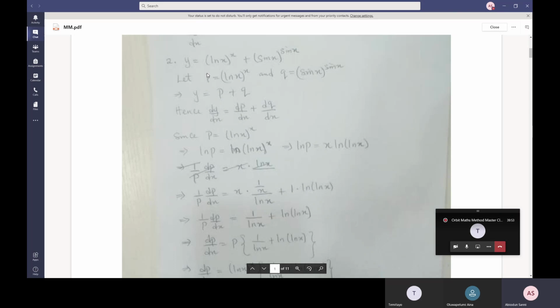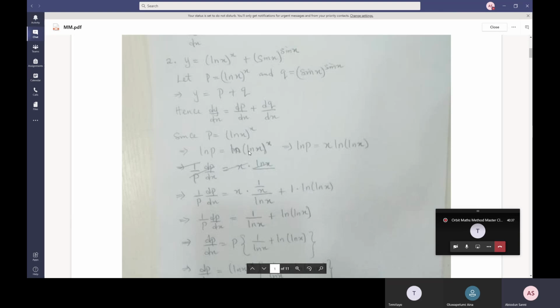But luckily for us, since differentiation is a linear operator, dy dx here is going to be differentiate this plus differentiate this. So let's call this p. So p is this. Let's call this q. Q is this. So it implies that y is going to be p plus q. So dy dx is going to be dp dx plus dq dx. That is the derivative of p plus the derivative of q. As simple as that. So now, since p is this, how do we differentiate this? Now we cannot differentiate this directly. We have to take ln of both sides so that our life will be easy.